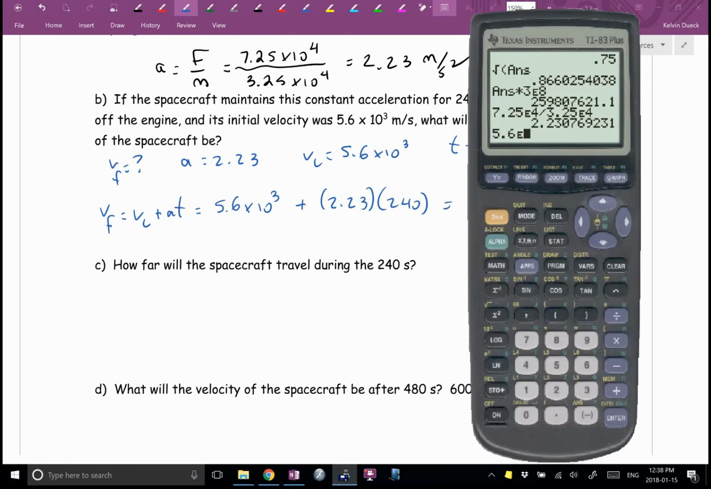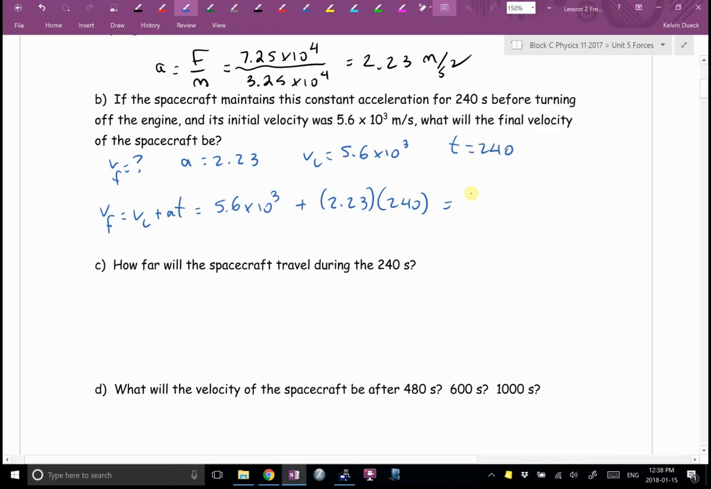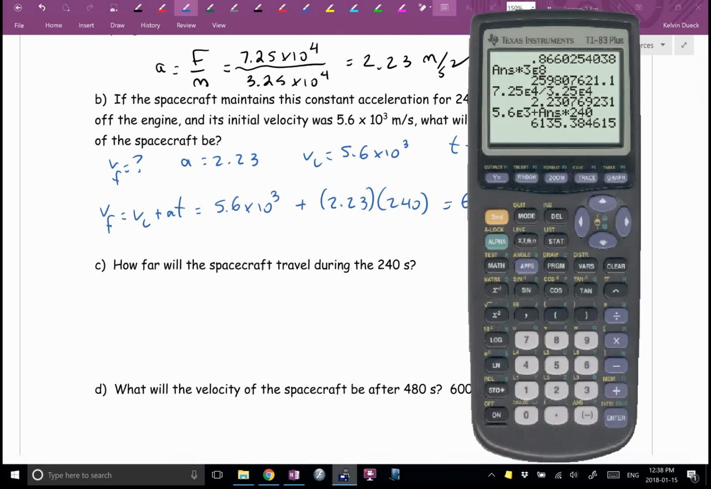5.6, scientific notation button, 3 plus 2.23 times 2. Oh, you know what? I'm not going to use 2.23. I'm going to use my answer button because that's going to be more accurate. Times 240. And I get 6135. I'll write it in scientific notation, 6.14 times 10 to the 3 meters per second, but I've got this stored on my calculator.